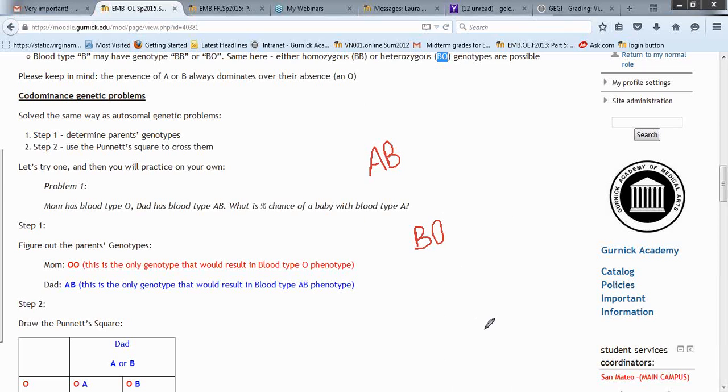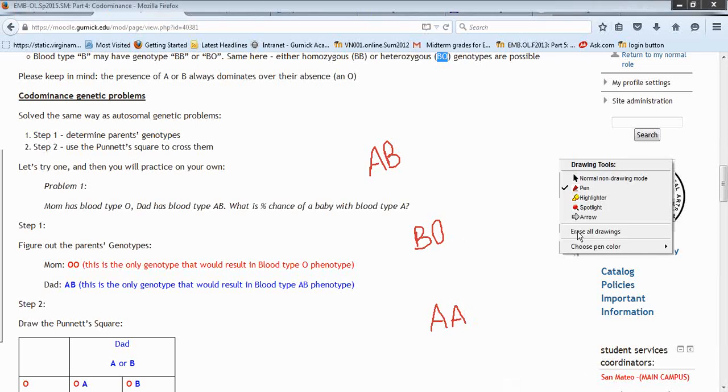Or if we say that someone is homozygous with blood type A, that means that they have one A and the other allele has to also be A because they are homozygous. So it has to be like this. That's their genotype. Make sense? Okay, I'm going to erase this.